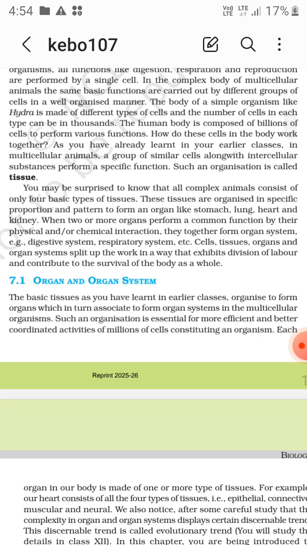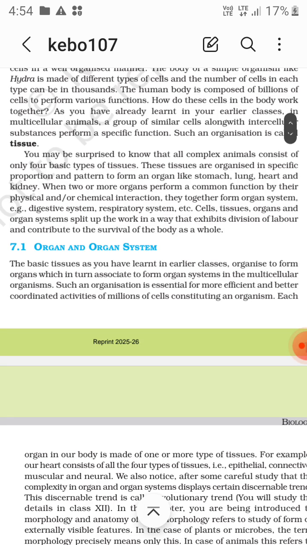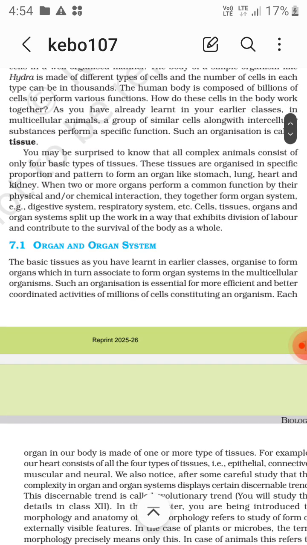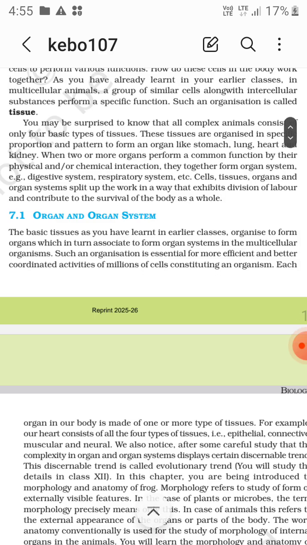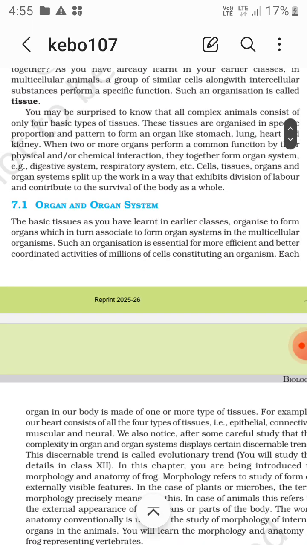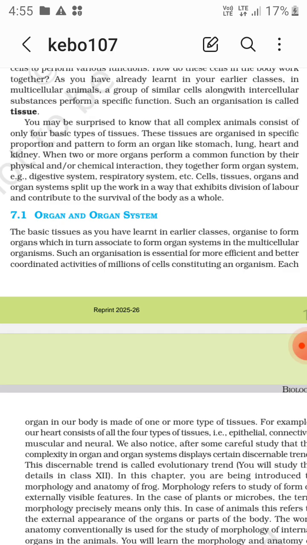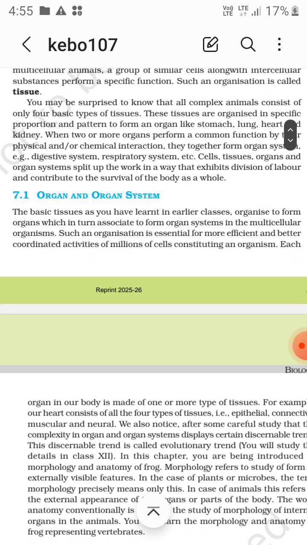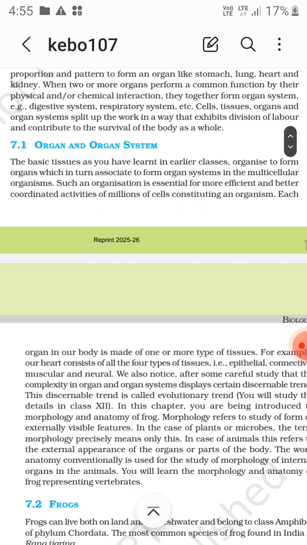All complex animals consist of only 4 basic types of tissues. These tissues form an organ like stomach, lung, heart and kidney. When two or more organs perform a common function by their physical or chemical interaction, they together form an organ system, like the digestive system and respiratory system. Cells, tissues, organs and organ systems split up the work in a way that exhibits division of labor and contribute to the survival of the body as a whole. Right? Now the first context is organ and organ system.